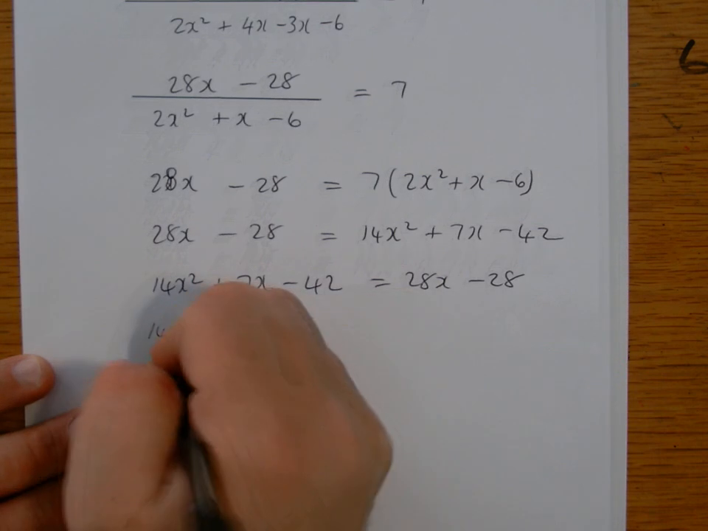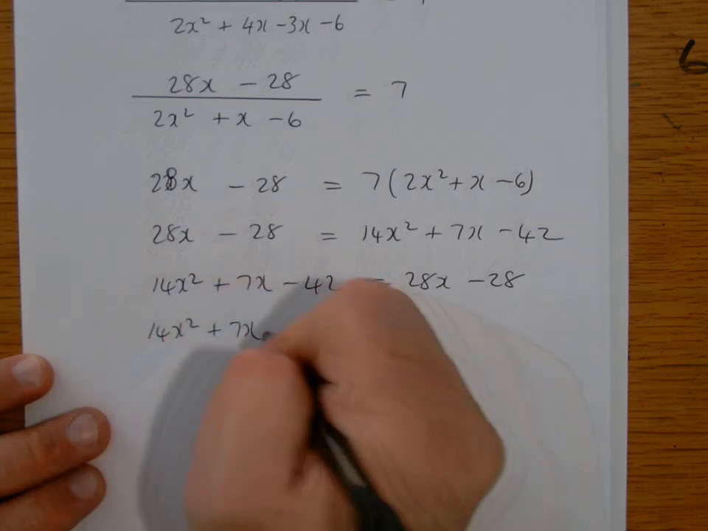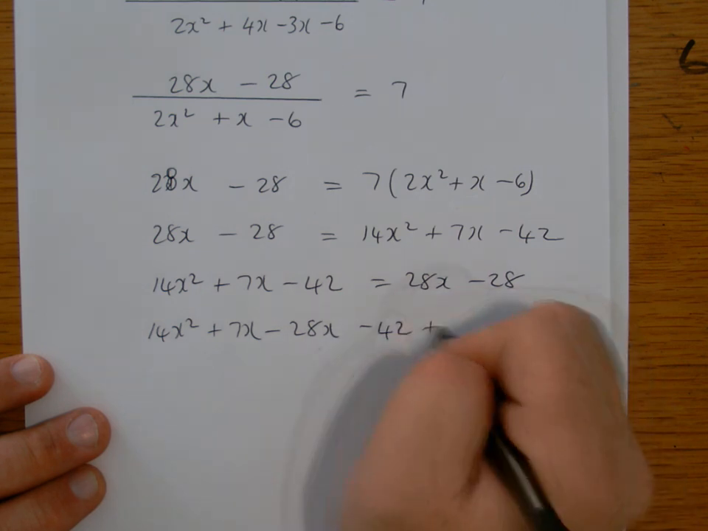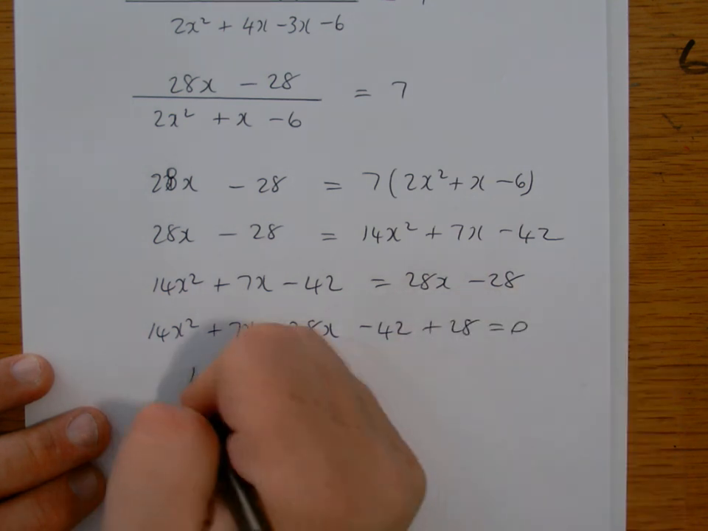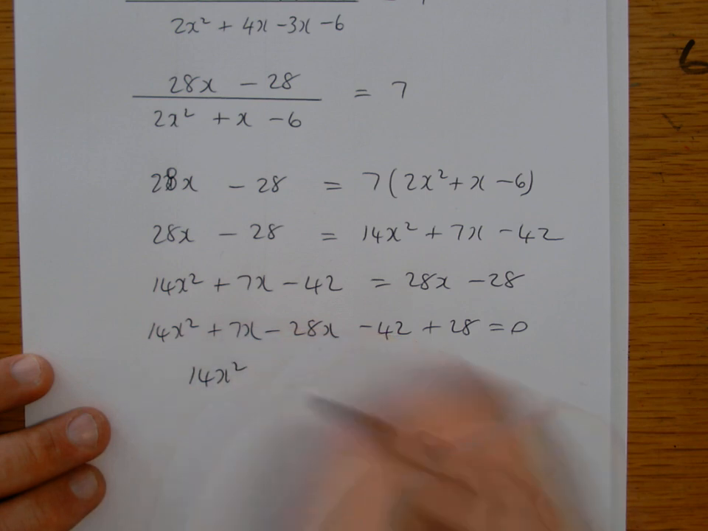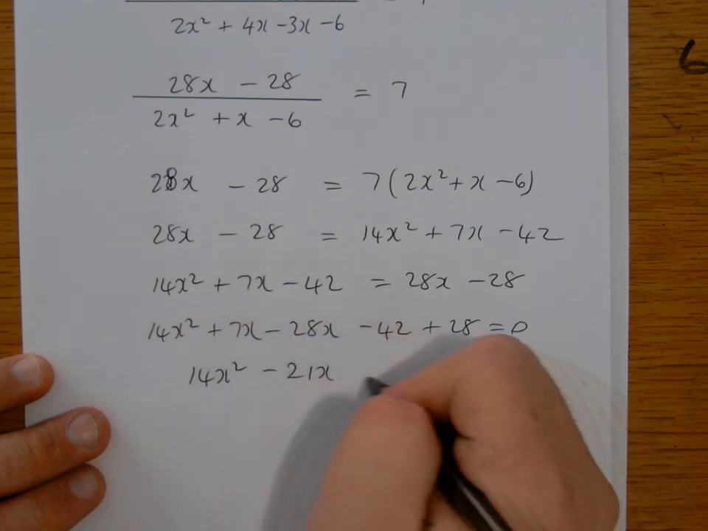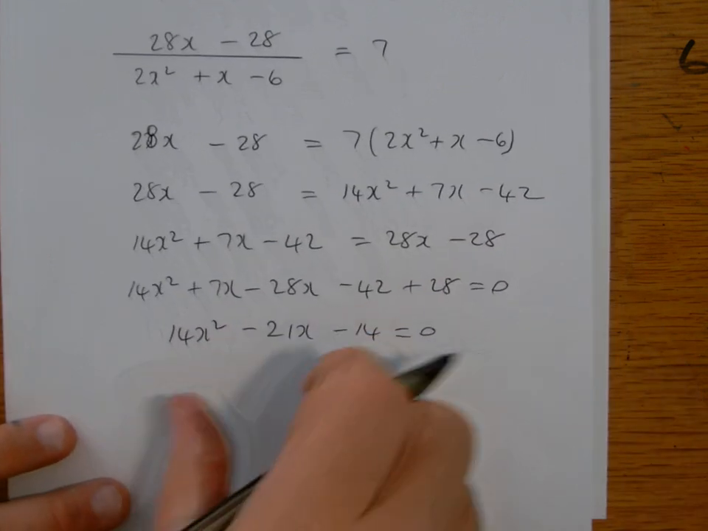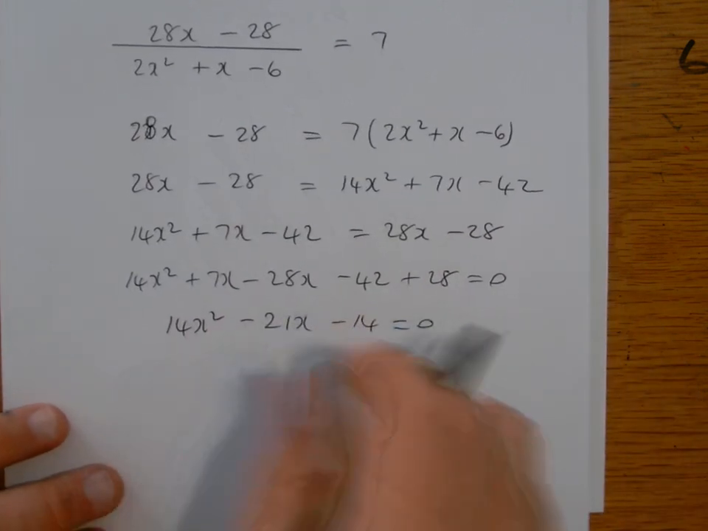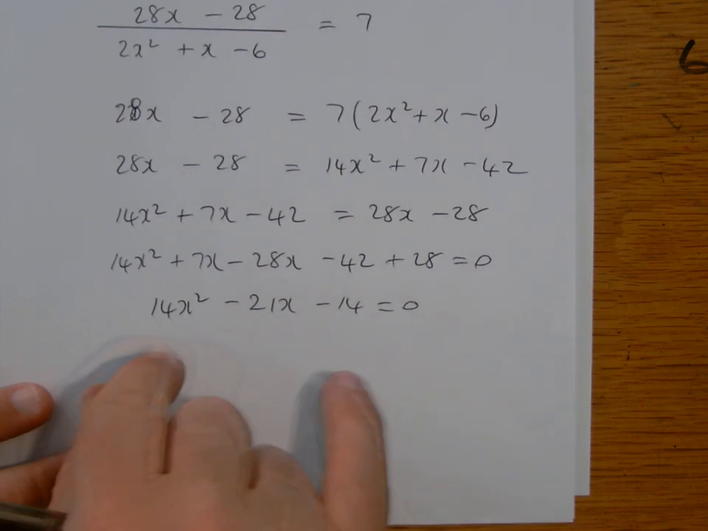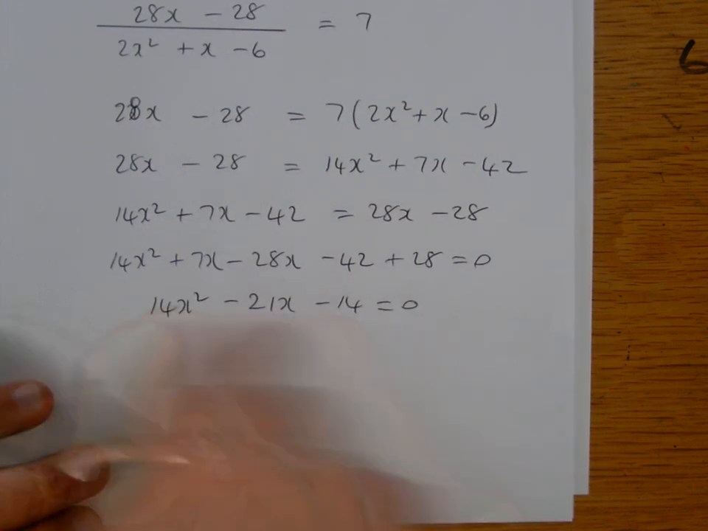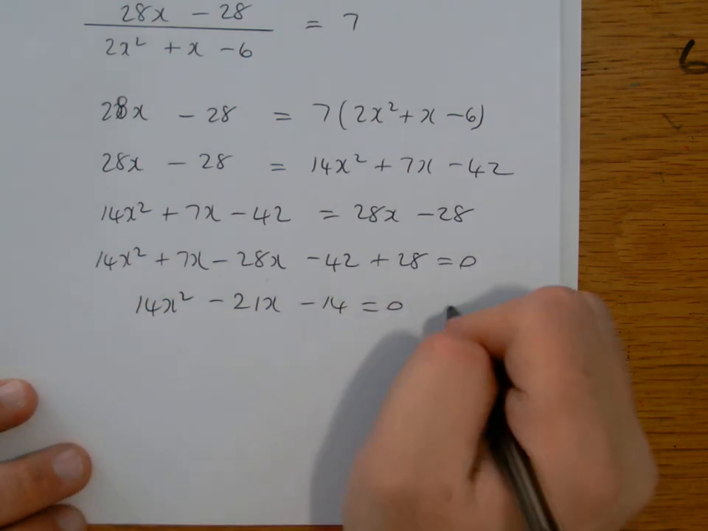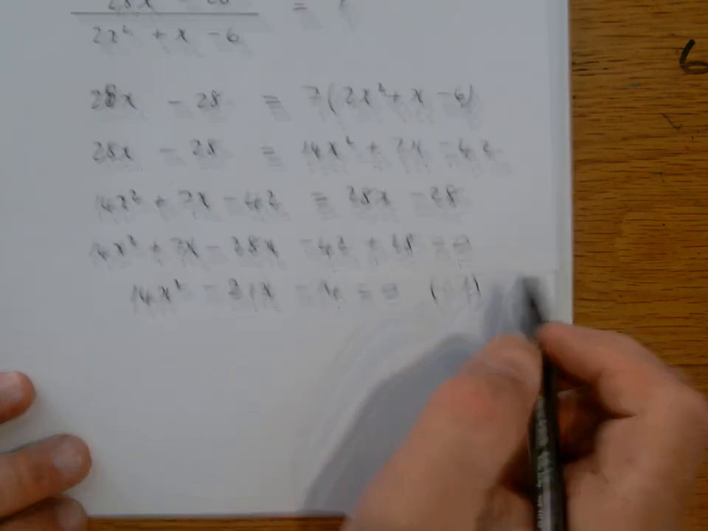So now I've got 14x squared plus 7x minus 28x minus 42, and then take that over, plus 28 equals 0. So this becomes 14x squared minus 21x minus 14 equals 0. Now we need to factorize this, but they are big numbers. So before we factorize, notice they've got a common factor of 7. So we can actually scale this down. We could divide by 7 to make this a bit nicer.